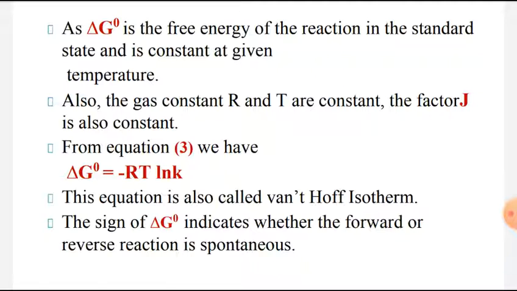From equation 3, we have del G0 equals minus RT ln K. This equation is also called van't Hoff isotherm. The sign of del G0 indicates whether the forward or reverse reaction is spontaneous.